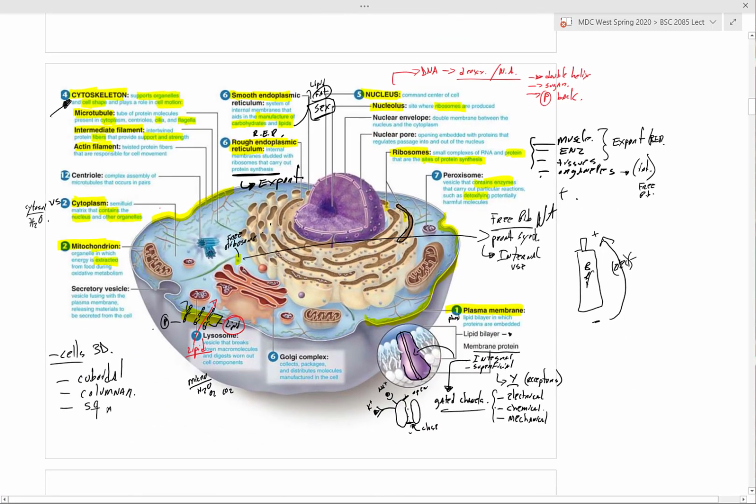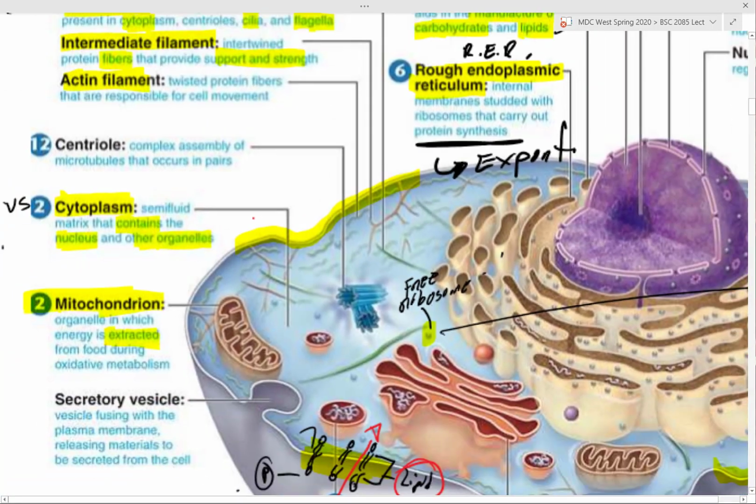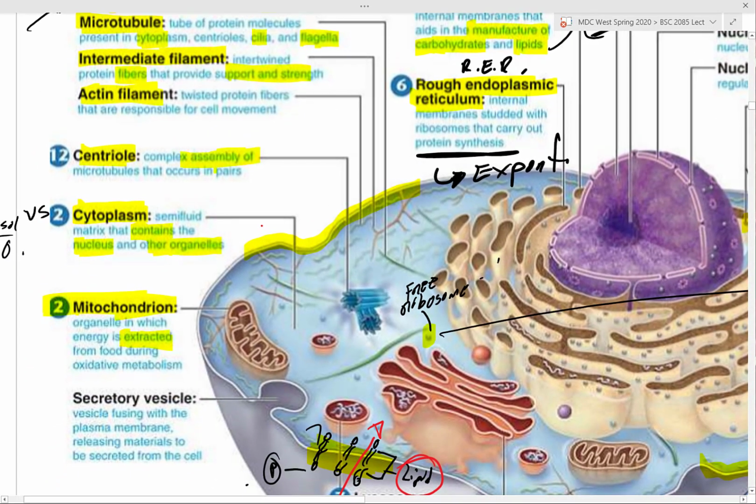The next one is what? Centrioles. Centrioles is a complex assembly of microtubules that occurs in pairs. These things, I call them churros. They look like churros to me, or macaronis. Okay? So these centrioles, all they do is, from within them, they're able to create inside of them microtubules. But the main function is to use as what? Cell division and communication. Mainly for cell division and communication.